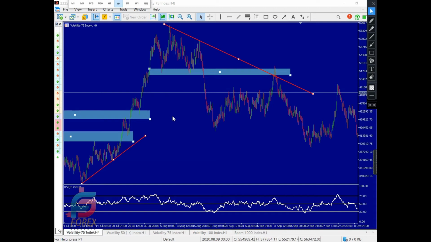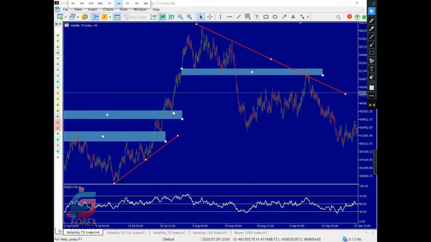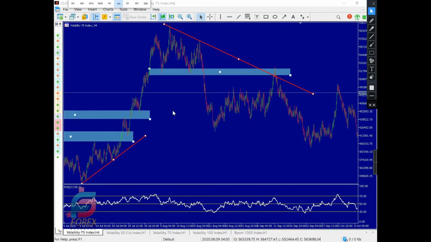Right now I have Volatility 75, so we are using Volatility 75 to show you how you can trade breakout and retest. There are two ways for breakout and retest: breakout on trend and breakout on a range market. Remember, we have two ways of the breakout and retest strategy. One is the trend, and the second one is the ranging market.